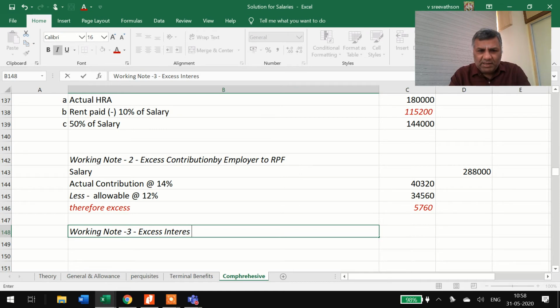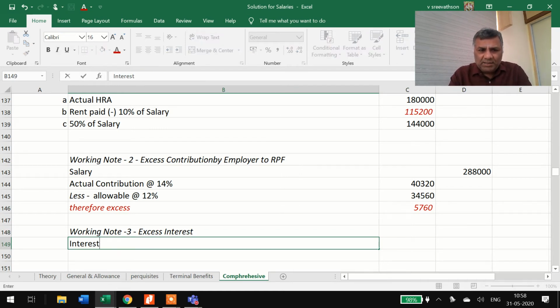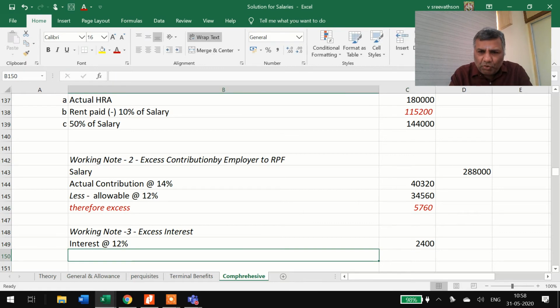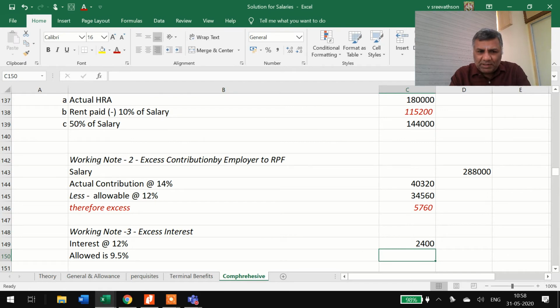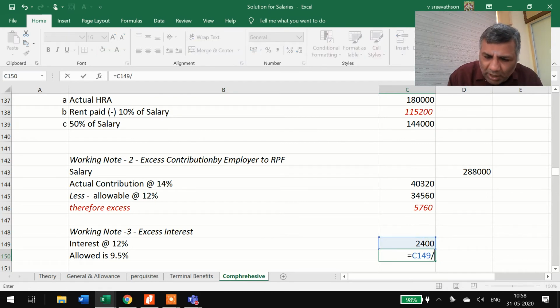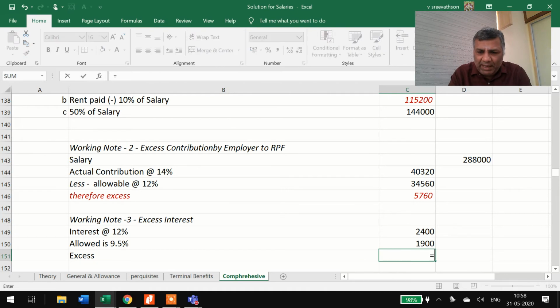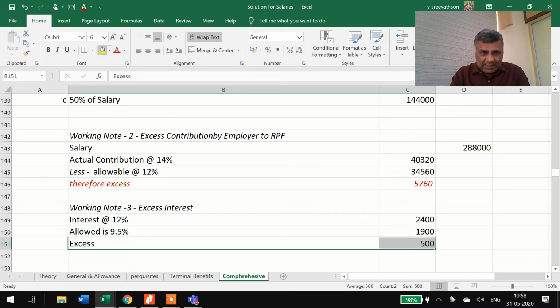Working note number 3, excess interest. Interest at the rate of 12% is 2,400. Allowed is 9.5%. So, if 2,400 is 12%, what is 9.5%? So, the excess will be 500 rupees.